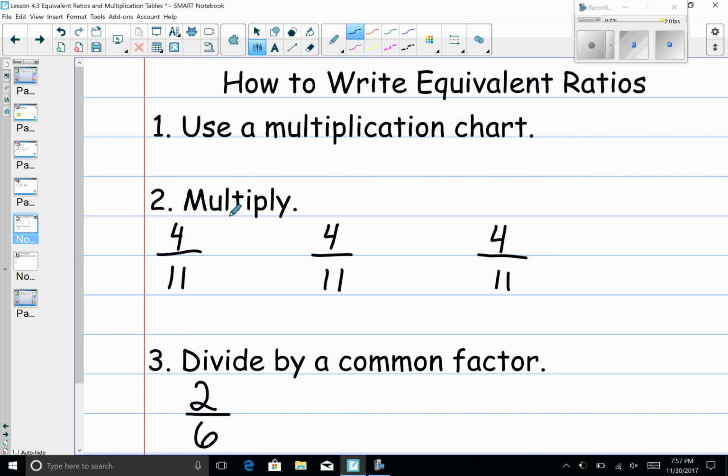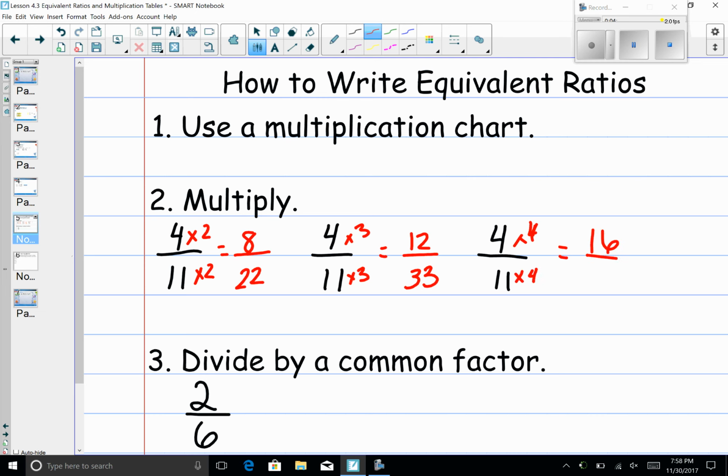And I have the ratio 4 to 11 written down here. Again, like I mentioned earlier, I'm just going to multiply the top and the bottom number by the same number. So now I would have 8 to 22. Maybe now I'm going to try 3. I would have 12 to 33. And then I also could do 4. And that would give me 16 to 44. And so all of these are equivalent ratios.